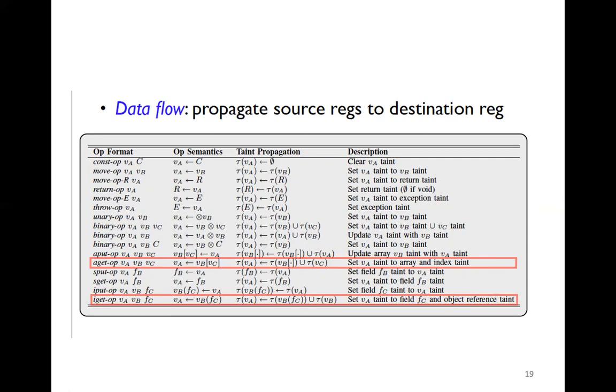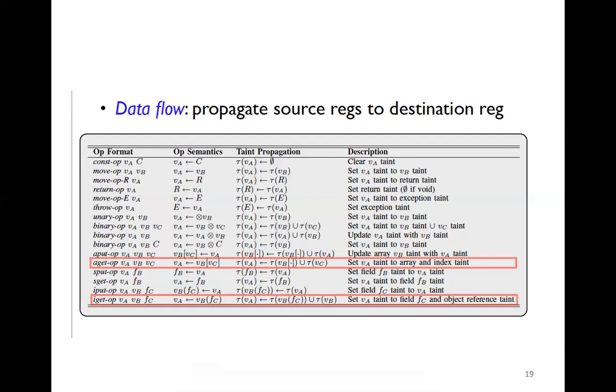So whatever the taint tag of VC is and taint tag of VB is, VA gets the same taint tag. Now, most of these rules are pretty straightforward. We will only look at some which are somewhat non-intuitive. So we will look at a put and a get, which are array operations, and then we will look at the others.